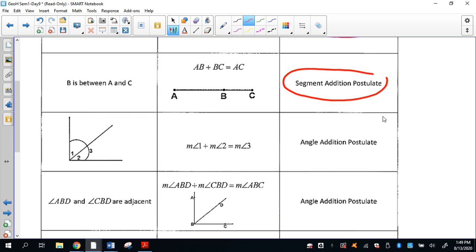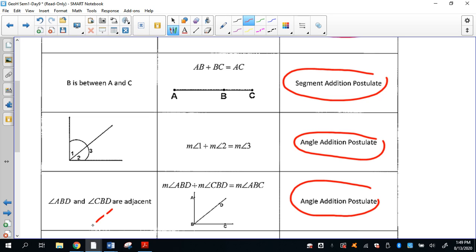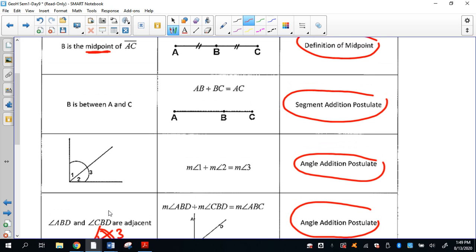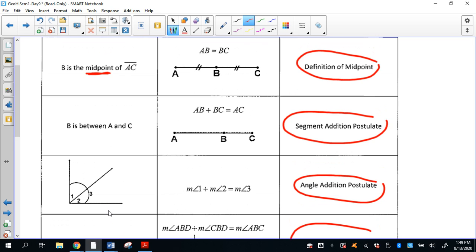Now, the next two are angles. So two angles add to the total. That would be the angle addition postulate. Or if they are adjacent, remember what that word adjacent means: those are just two angles that are next to each other. They don't have to have the same measure. They just will add to get this total, like measure of angle 1 plus measure of angle 2 equals measure of angle 3. Adjacent means two angles that share the same vertex and share a common side. So far, none of this is new, other than if you are given the word midpoint, use the definition of midpoint for your equation.